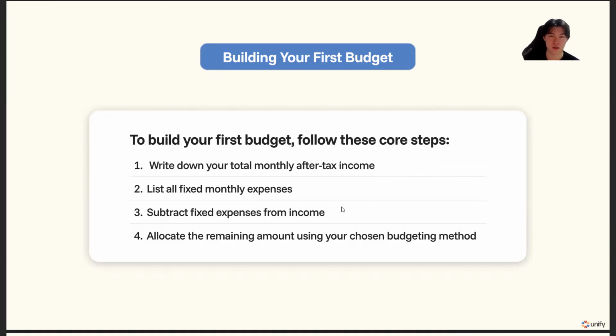Now, building your first budget. To build your first budget, follow these core steps. First, write down your total monthly income after tax. Then you want to list all fixed monthly expenses. Subtract fixed expenses from income. Then finally, allocate the remaining amount using your chosen budgeting method.